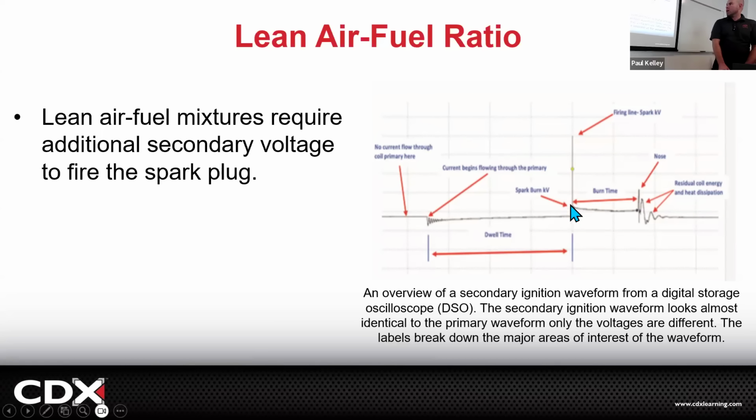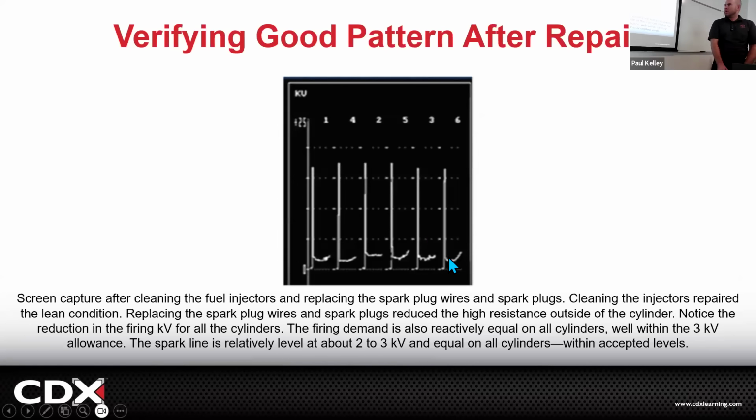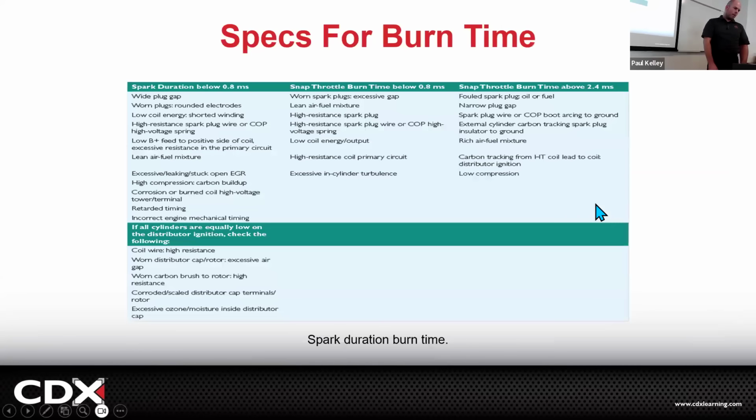All right, and then like we were saying, a lean air fuel ratio a lot of times is going to have a high KV for the burn time. It's going to require additional secondary voltage, right? And that's why this would be higher. So that's kind of what that was saying here. This was lean. We fixed the injector. Now it's normal. It's just summarizing what lean would look like, right?